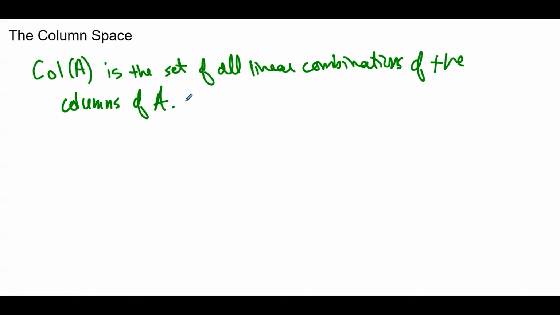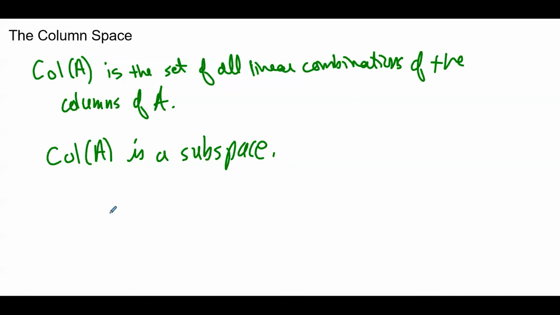So since it's a set of all linear combinations of the columns of A, it's the span of the columns of A. If it's the span of the columns of A, then it's a subspace. So the column space of A is a subspace.